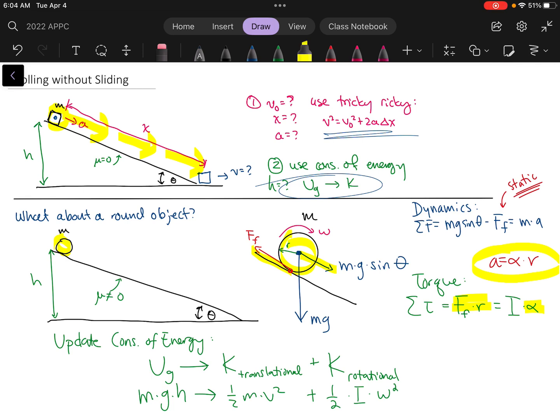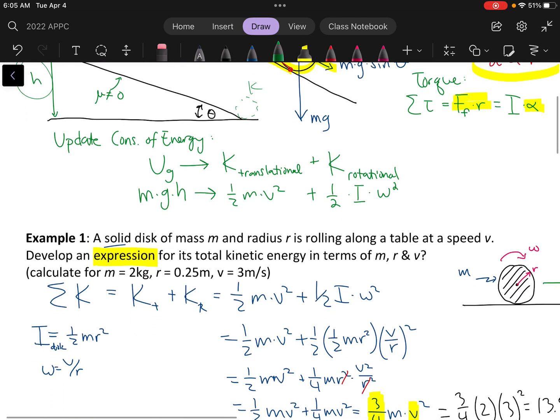And just like we could for an object that was sliding, we can set up a net force equation, we could then set up some kinematics equations, but more importantly, if we want to try to use the conservation of energy, we need to set the conservation of energy equation up with a new term. We can have the gravitational potential energy that the object has because it's up above ground some height h, and we can have the kinetic energy that it'll have when it gets to the bottom of the ramp, but it's not just linear kinetic energy anymore.